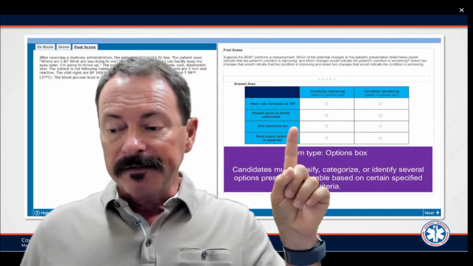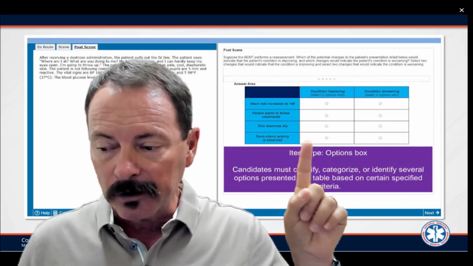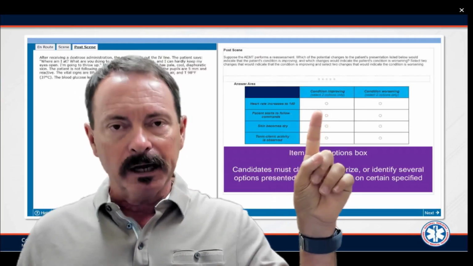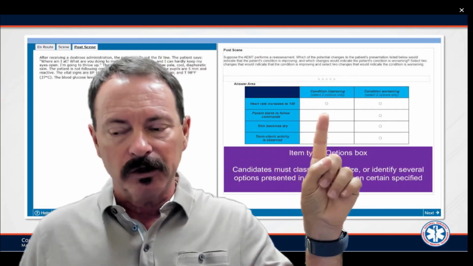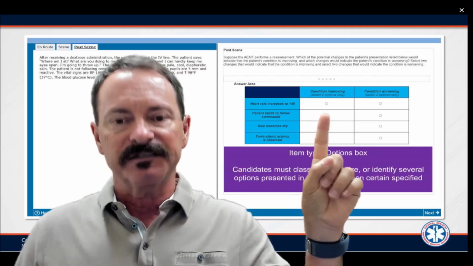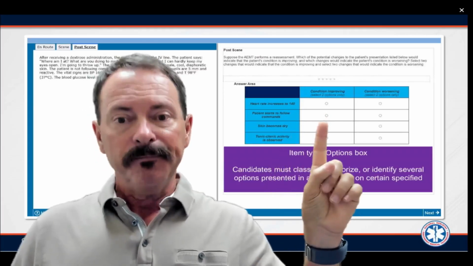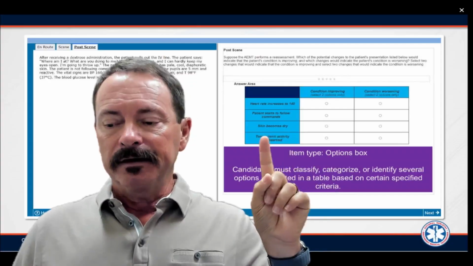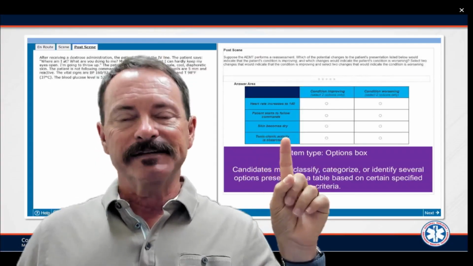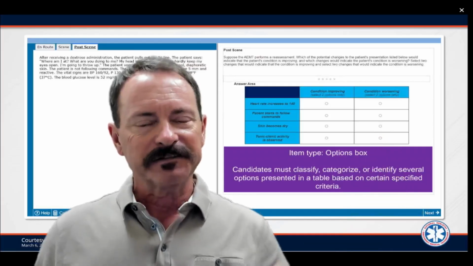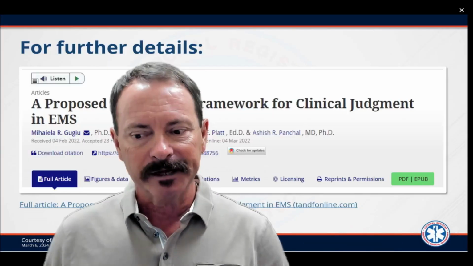And then we've got the patient starts to follow commands. Well, that would be a better. It's increasing, it's getting better. The skin is dry. Well, that's better. And then the tonic-clonic activity is observed. Okay, that's worsening. That's not getting any better, right?